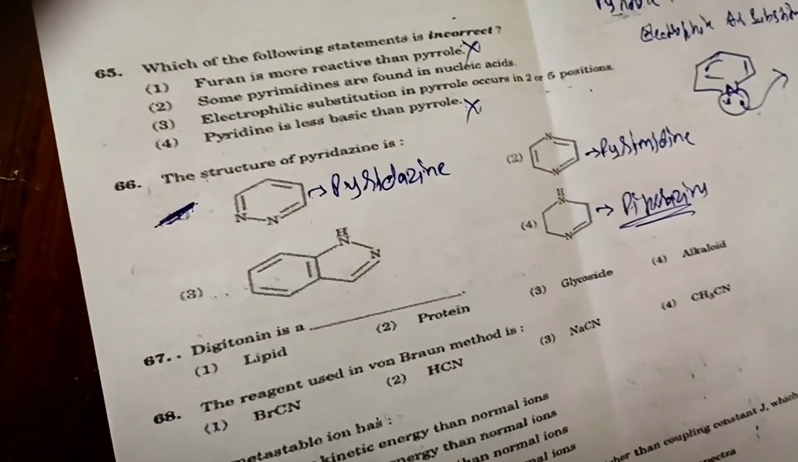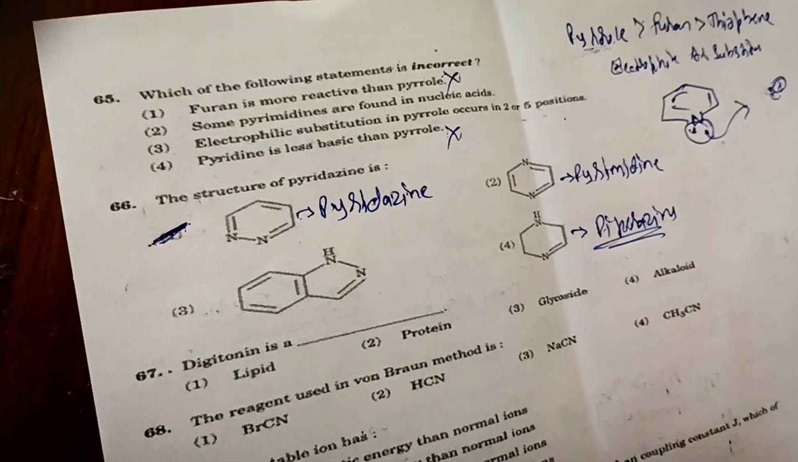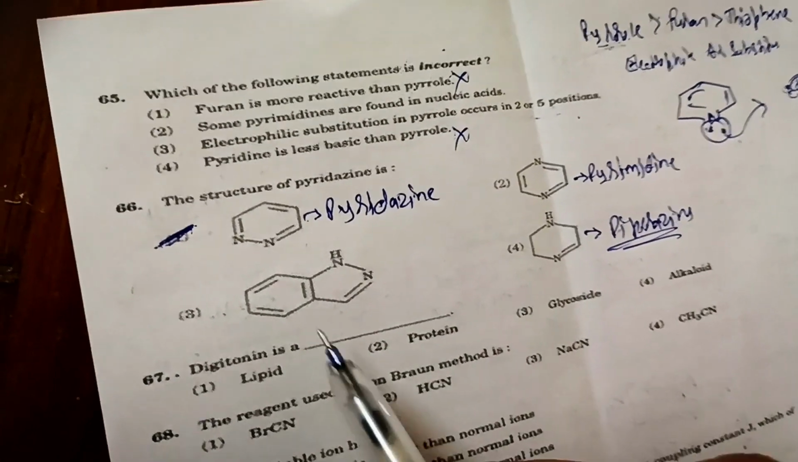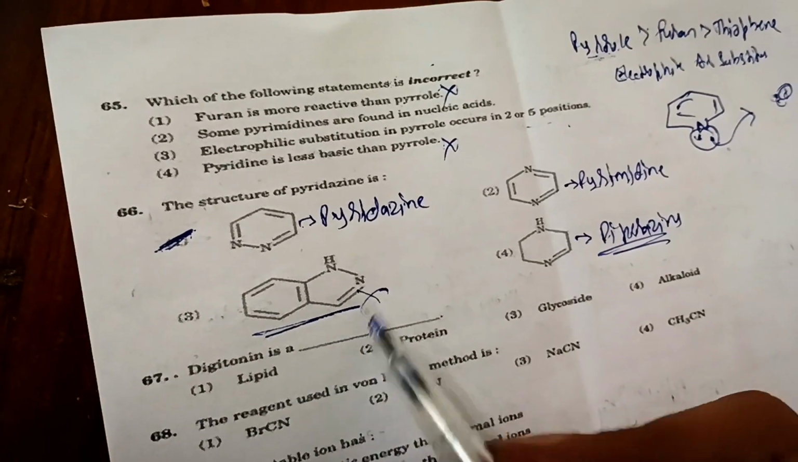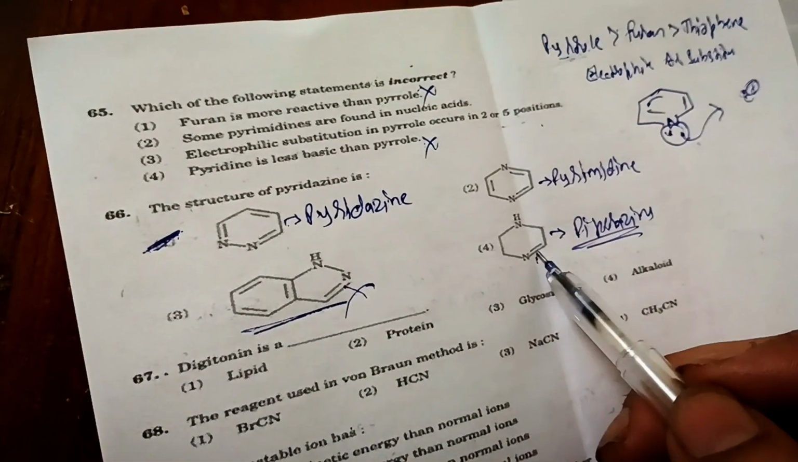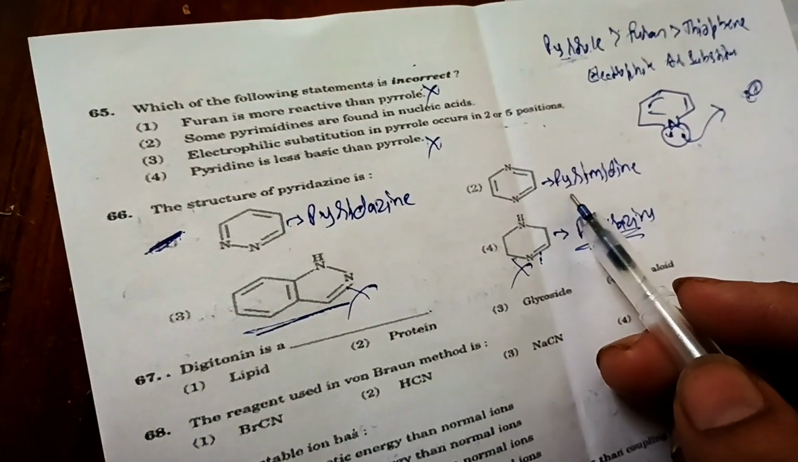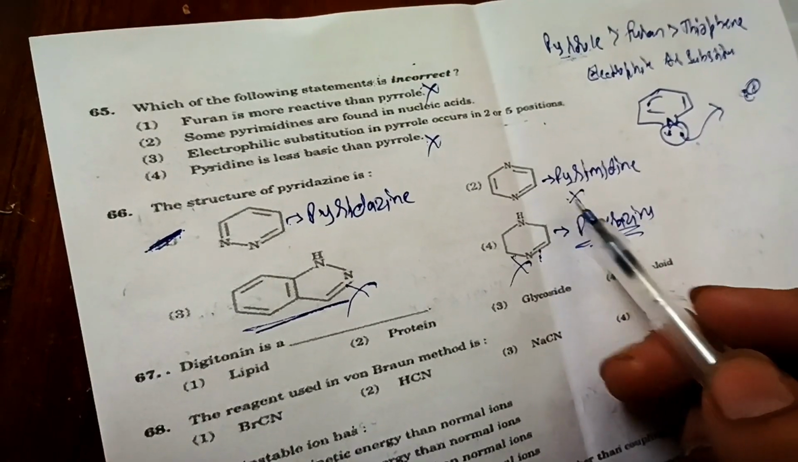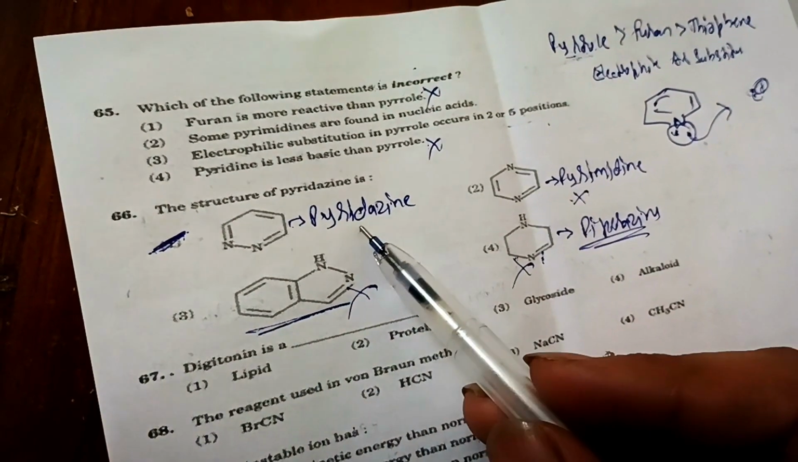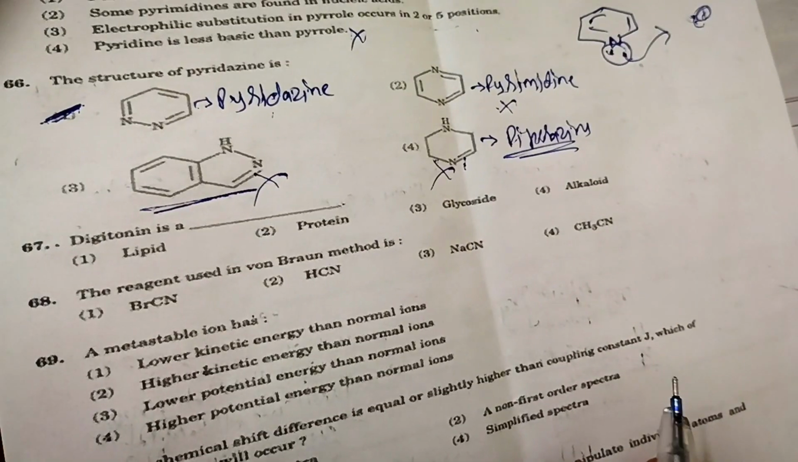So you have to know about these structures. In future also this can be asked. This is the fused ring, and this is wrong, and this is called piperazine. Here they are asking about pyridine, so that is wrong, and this is pyrimidine, so it is also wrong. So the right option will be this. Here is the right option.